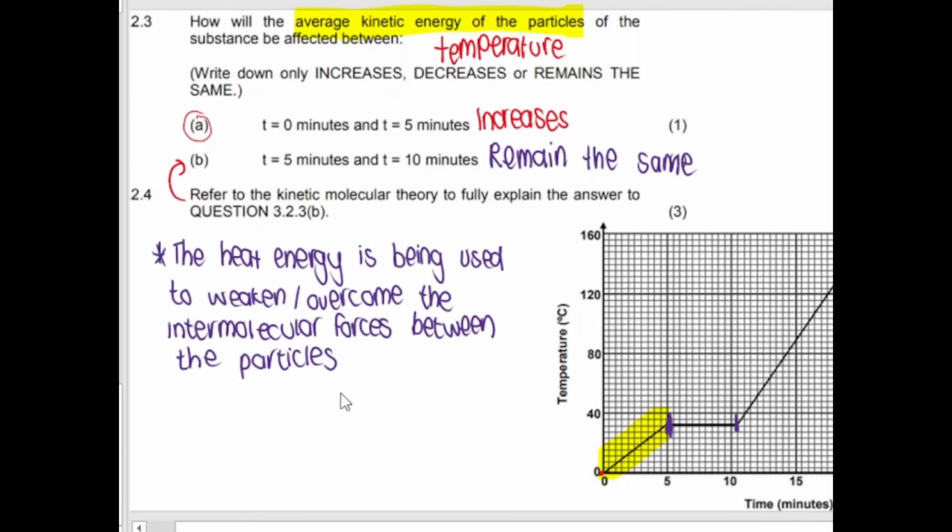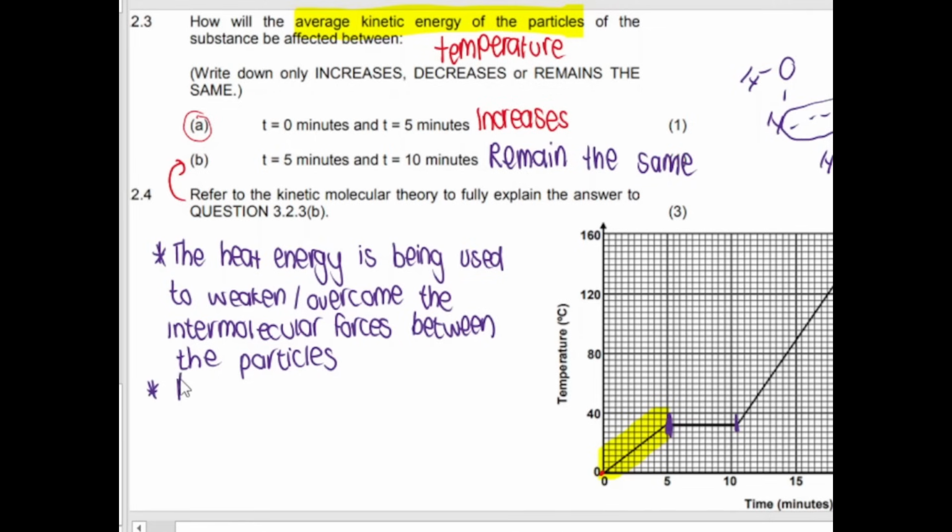So let's do that. Remember, when the graph is flat, the heat energy is being used to weaken or overcome, I have seen some memos use the phrase break, but it's not strictly correct, but you know, weaken or overcome the intermolecular forces between the particles. So in other words, the forces that hold the particles together. So if we've got a water molecule and a water molecule, this dotted line is what holds them together. So during this flat part of the graph, the energy weakens these forces.